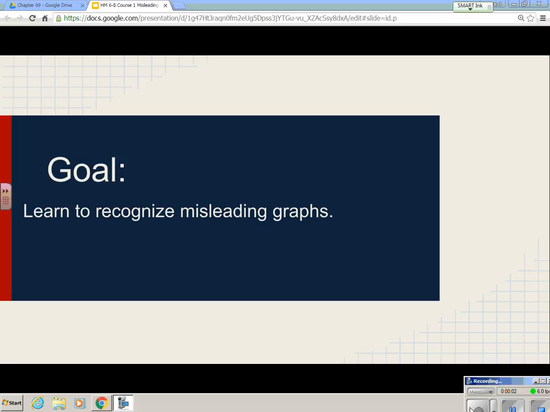So today what we're going to do is learn to recognize misleading graphs. Make sure you write this down before moving on, and today's date and page number in your notes.